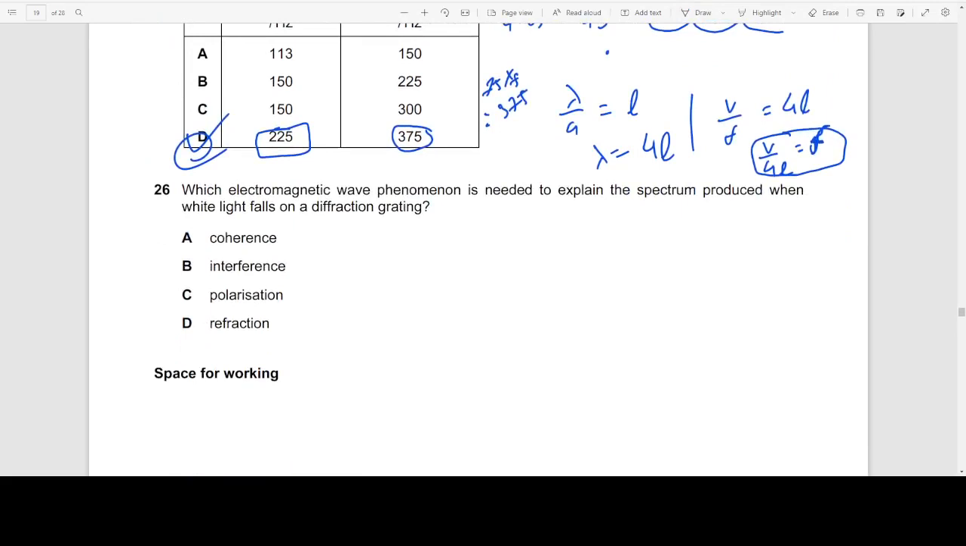Which electromagnetic wave phenomenon is needed to explain the spectrum produced when white light falls on a diffraction grating? Okay, so again the theory part. This is again interference.